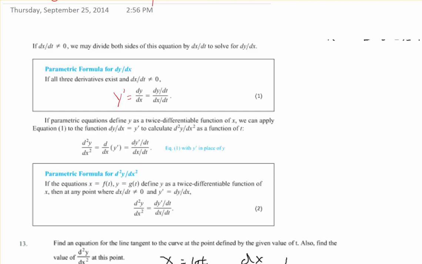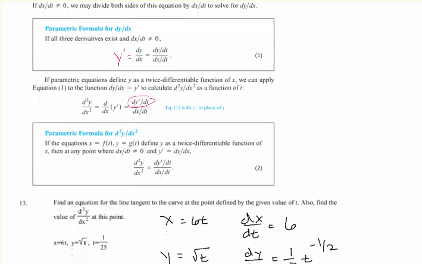Okay. Now, if the parametric equation defined y as a twice differentiable function of x, we can apply equation 1 to the function dy/dx equals y prime to calculate the second derivative as a function of t. And so the second derivative is the derivative with respect to x of y prime. So what that means is you take the derivative of that function with respect to t, the one you just calculated, and you divide that by dx/dt. And so that's a little bit tricky when you're going through the work to get that. It's easy to confuse that.